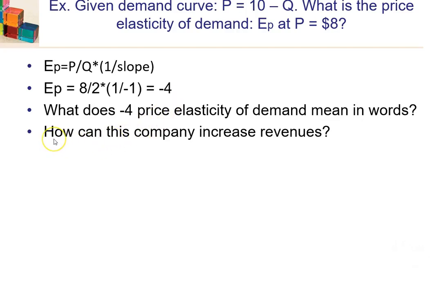And to answer the second bullet point, how this company can increase revenues, well, given the demand is highly responsive, if you were to decrease price, revenues would increase because the quantity demand response exceeds the price change. And the quantity demand response here is positive. The price change is negative. This has an overall positive impact on total revenue.